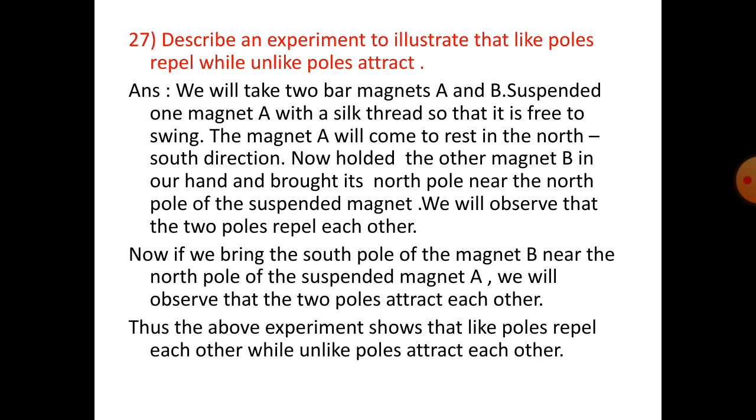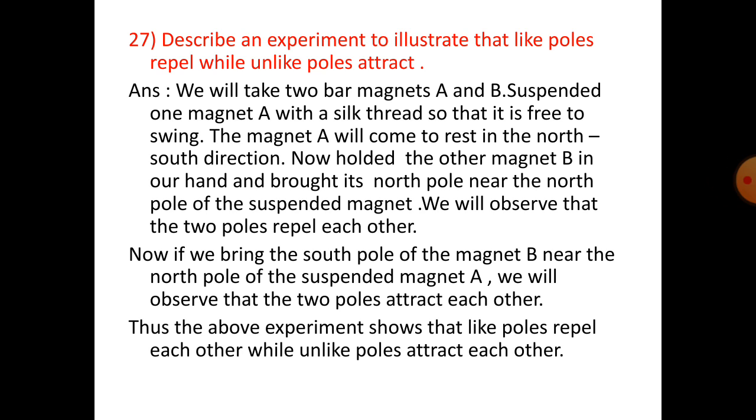Number 27. Describe an experiment to illustrate that like poles repel while unlike poles attract. We will take two bar magnets A and B. Suspend one magnet A with a silk thread so that it is free to swing. The magnet A will come to rest in the north-south direction. Now hold the other magnet B in one hand and bring its north pole near the north pole of the suspended magnet. We will observe that the two poles repel each other.